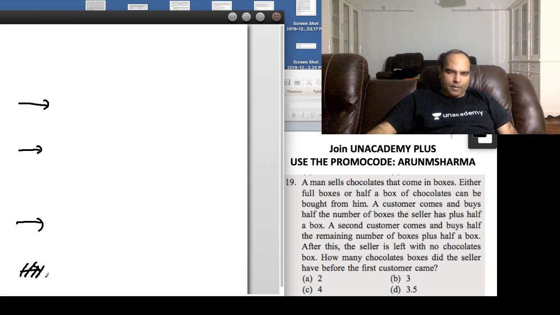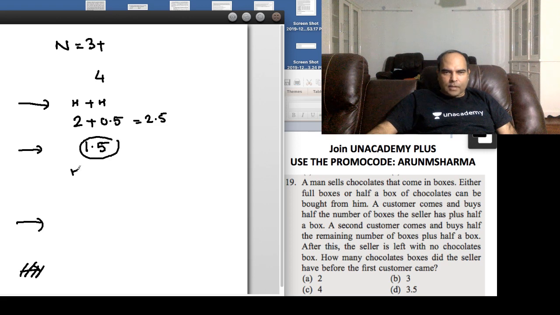What's going to happen? So obviously the number of boxes the seller will have will be greater than 3, because with 3 boxes only 2 customers will finish the boxes. So the seller will start with more than 3 boxes. So how many boxes should the seller start with? If you try to do a trial and error, let's say you start with 4. The first half plus half iteration, half the boxes the seller has plus half a box, will take away 2.5, and you're left with 1.5.